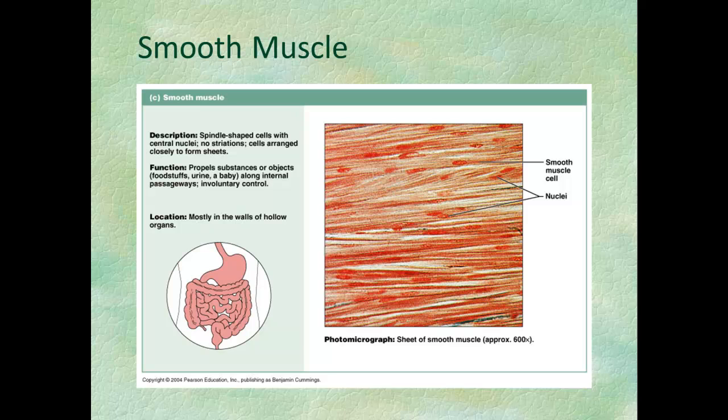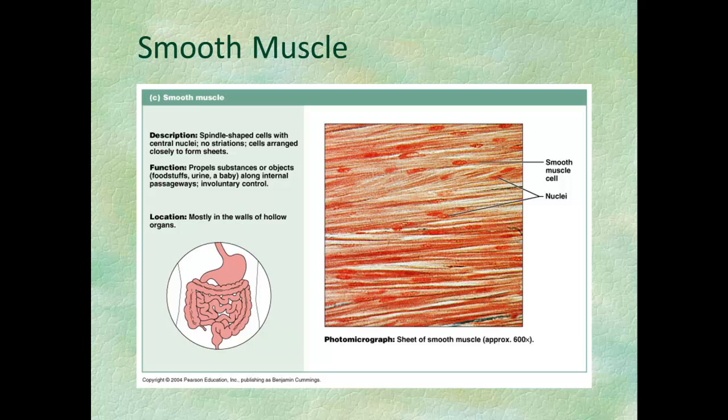The cells themselves are a different shape as well. Instead of being very long and fibrous like skeletal muscle cells, they are what we call spindle-shaped, which means they're thicker in the middle, which is where the nucleus is, and they taper off to a point at each end. Smooth muscle is contained in the internal organs in your body that you can't control with conscious effort.